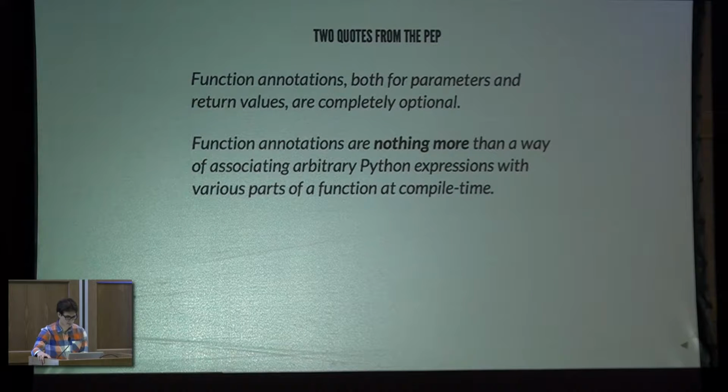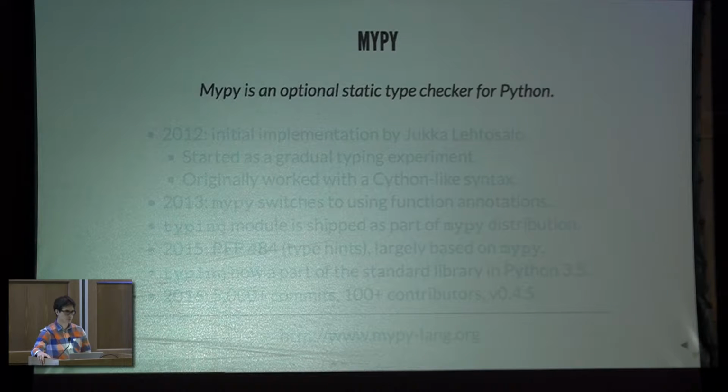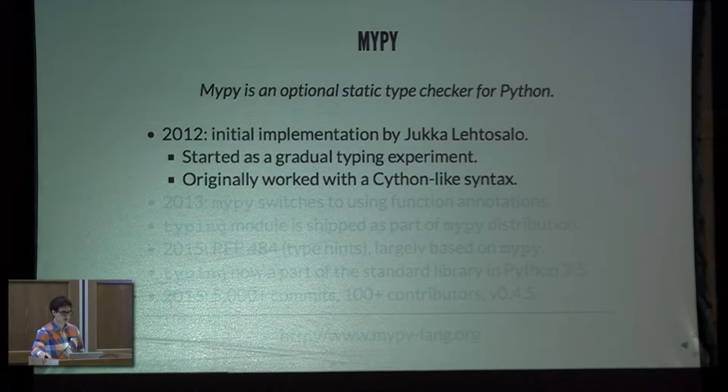So that was it. Okay, so fast forward 6 years. In 2012, there was a new project that emerged called MyPy, which is an optional static type checker for Python. This was initially a research project by Jukka Lehtosalo. I think he was doing his PhD in Cambridge at the time. And this was an experiment in gradual typing.